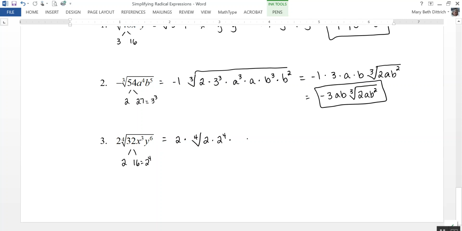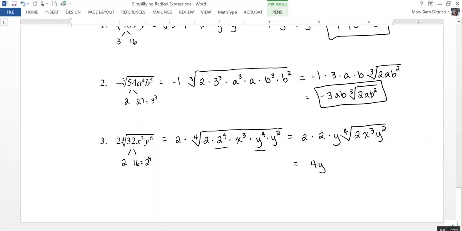So I'm going to write 32 as 2 times 2 to the 4th. X to the third, I can't do anything with that. That's just going to stay x to the third. And y to the 6th, I'm going to write as y to the 4th times y squared. Okay, and don't forget I had my 2 out front, and then this can come out as a 2. Can't bring out the x, but I can bring out this y, leaving me with the 4th root of 2 x cubed y squared. And then let's clean that up.